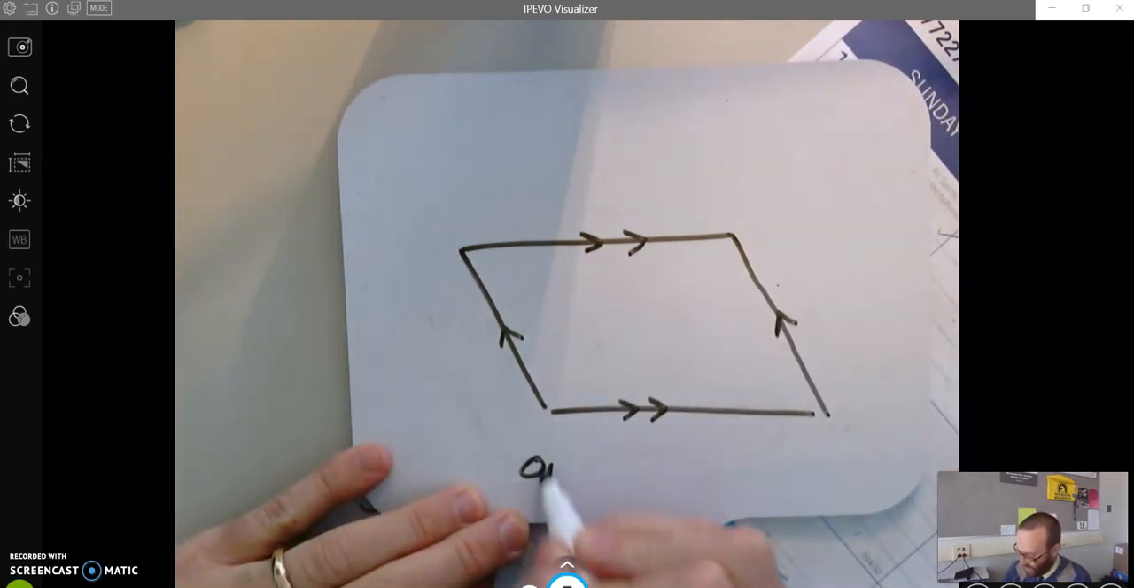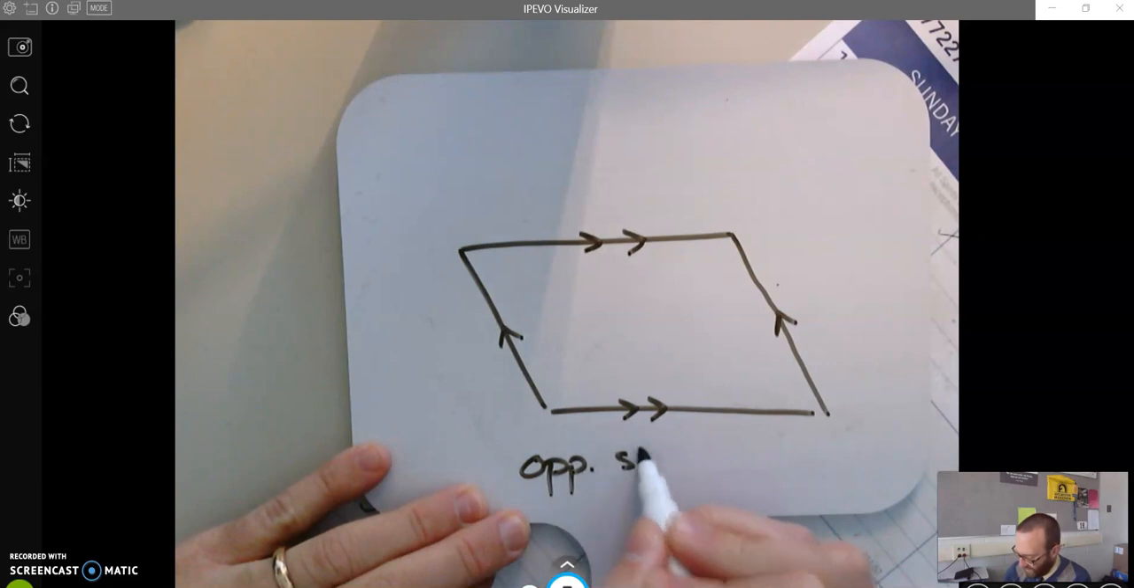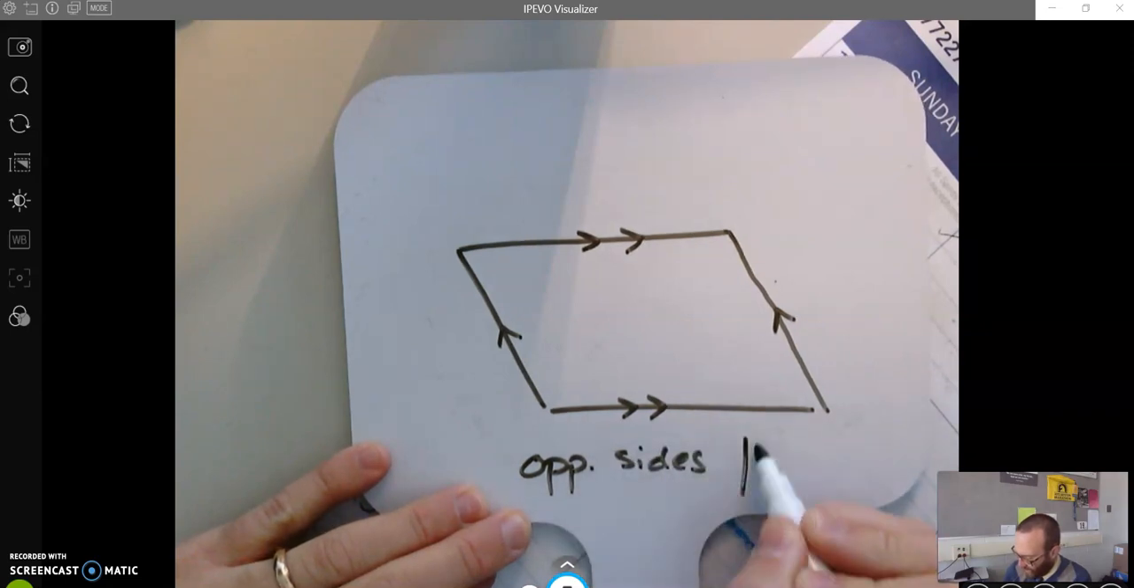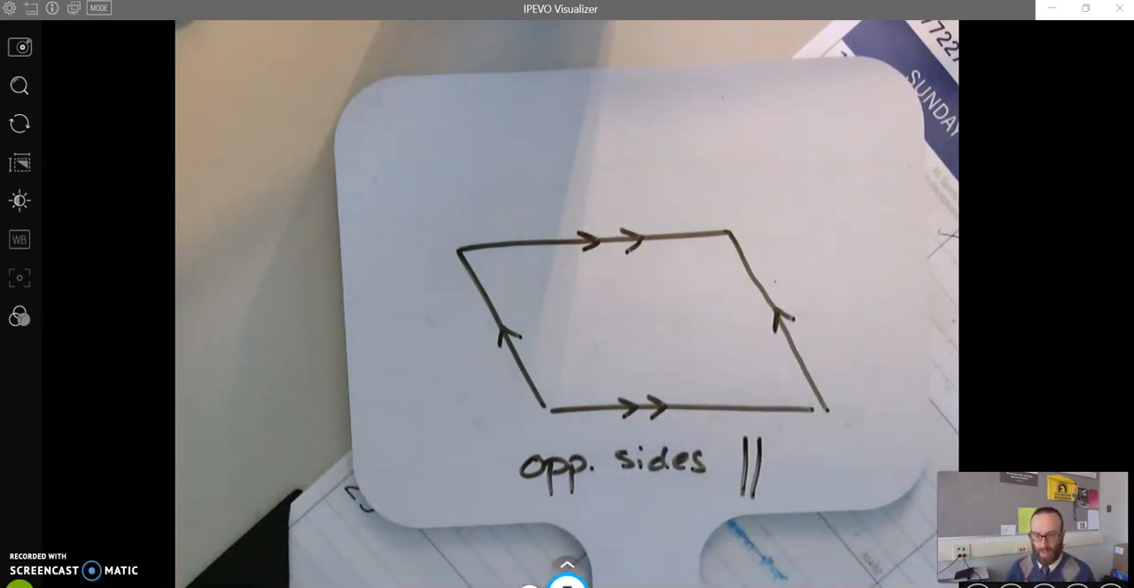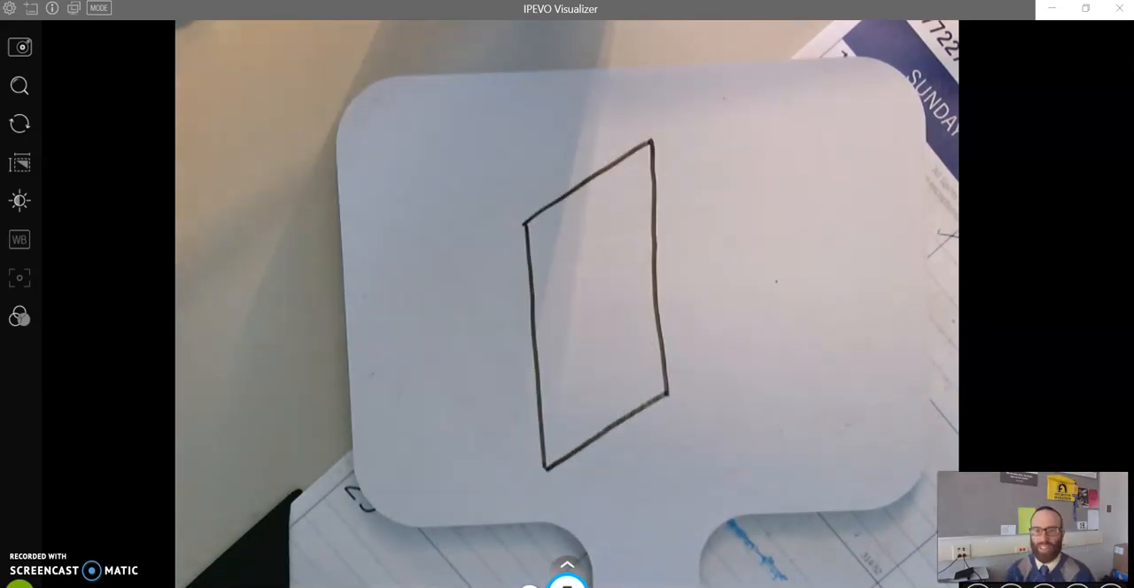Okay, so this would be opposite sides are parallel. That's our symbol for parallel. Okay? But you have to know both pairs. These two across from each other, these two across from each other. All right. Then our last one here is actually my favorite. I don't know why I have a favorite, but I do.